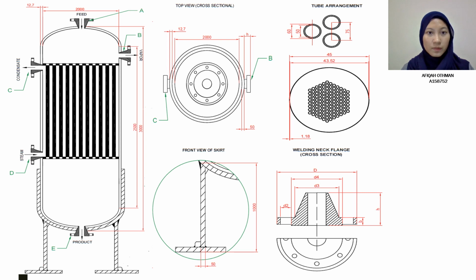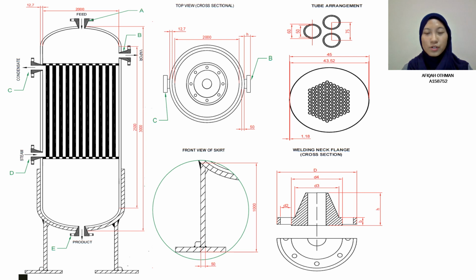So this is the top view cross sectional. So we have B flanges, and C as we show it from the top. So we have here the thickness of the evaporator. So this is the skirt. So we have height of the skirt is 1 meter. The thickness is 50.